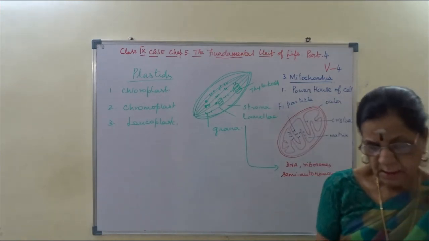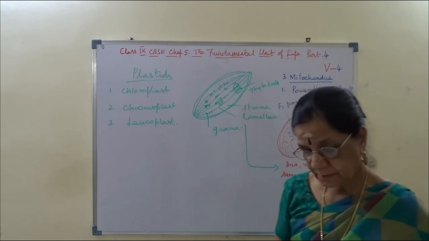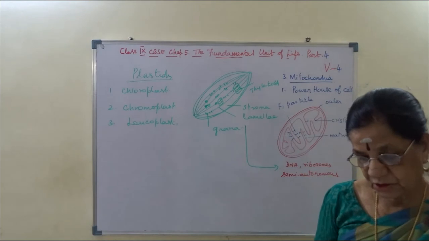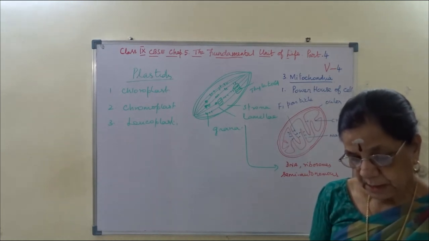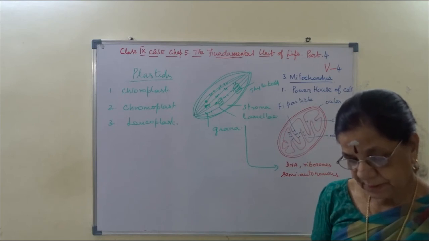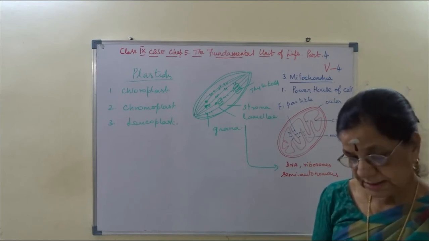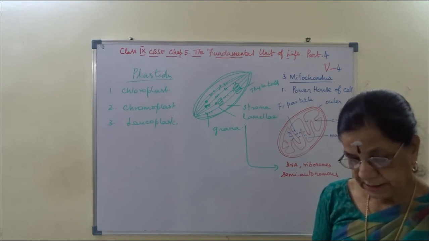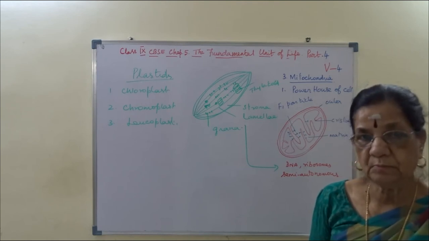So the colored plastids are chloroplast and chromoplast. Chromoplast and leucoplast. Chloroplast contains the pigment chlorophyll, and it is important for photosynthesis. Chromoplasts also contain various yellow or orange pigments in addition to chlorophyll.